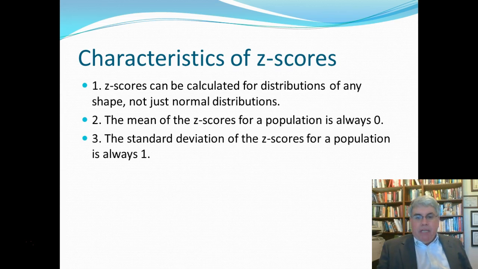Now, the mean of the z-scores for a population is always going to be 0. So a positive z-score means that it's going to be above the mean, and a negative z-score means it's going to be below the mean. And the standard deviation of the z-scores for a population is always 1, and this will be useful when we want to make sure that there's the same variability when we're comparing different variables.